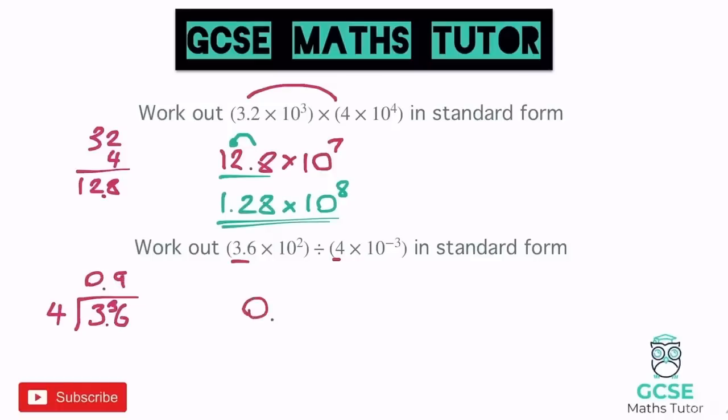So when we divide that, we get 0.9 times 10 to the power of, and when we're dividing, we can subtract the powers. So the first power there is 2, the second power is negative 3. So just write that down to the side. What have we got? We've got 2 take away negative 3, which is 2 add 3, which gives us a power of 5. There we go, so the power is 5.